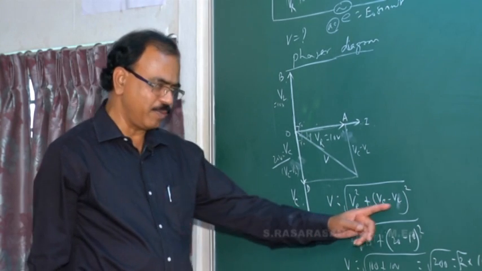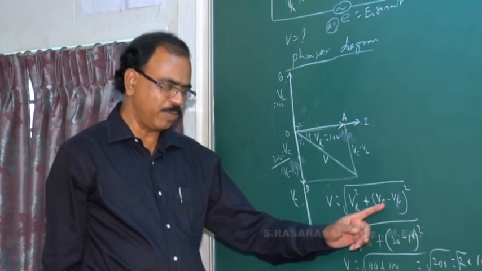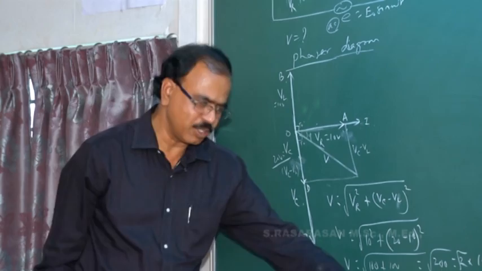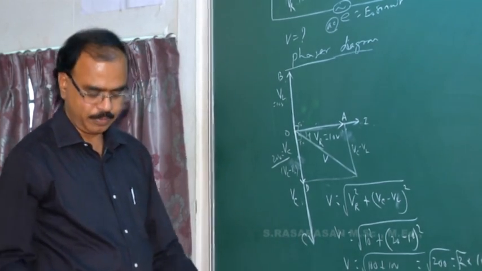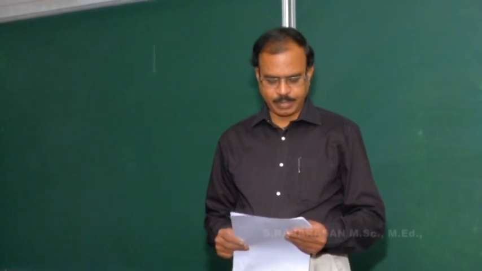So we can solve with VL minus VC, or we can solve with VC minus VL. Anyway, the result is same, 14.14 volt. Yes, pass on to the next, 55.